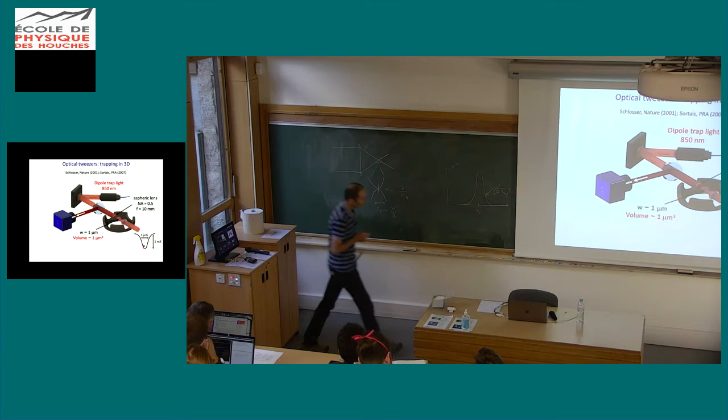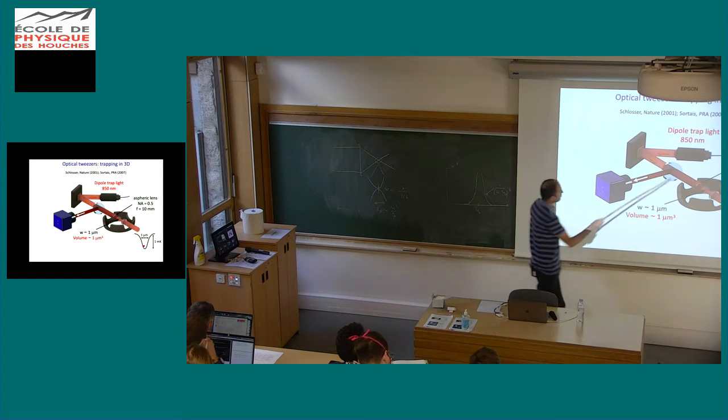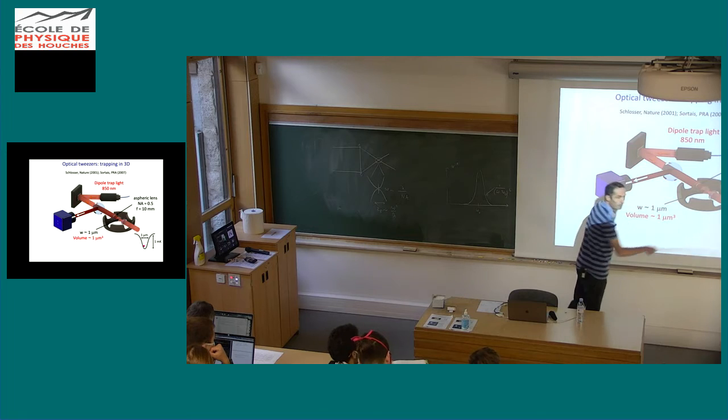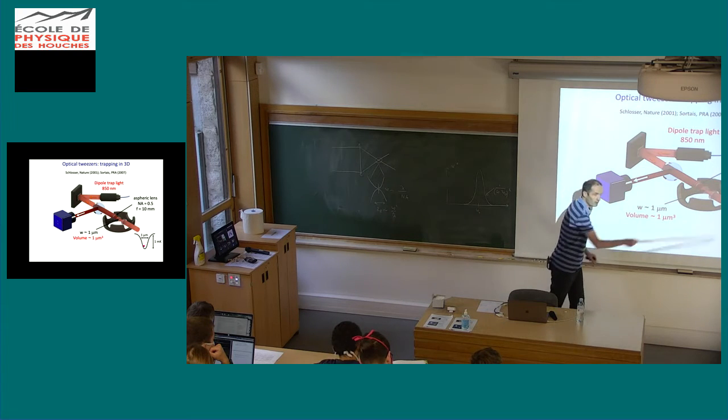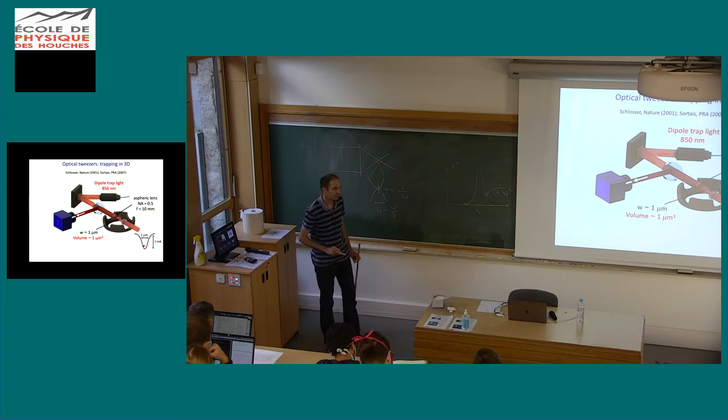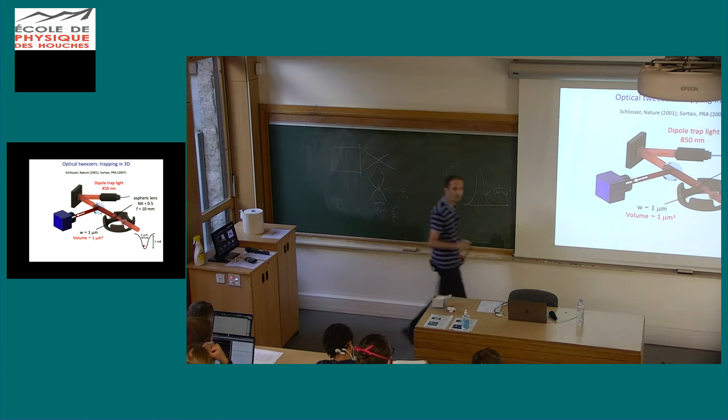Right, so here what you do is take a laser beam and focus it in the center of the chamber, and in this plane you create this trapping potential, which has essentially the shape of the intensity profile of the light along this axis. Is it clear for everyone?